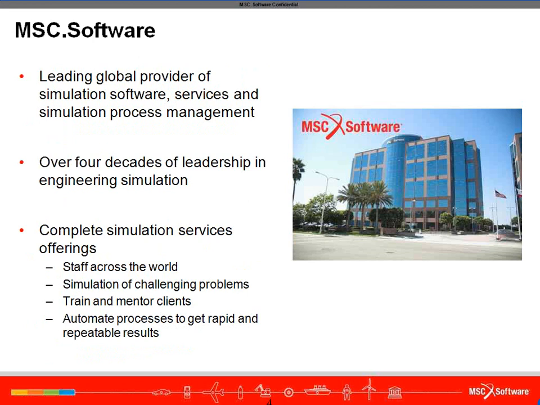For the benefit of those who are not completely familiar with MSC and its solutions, I would like to take a few minutes to introduce the solution spectrum offered by MSC. MSC is the leading global provider of engineering simulation software, services, and simulation process and data management. With over 4 decades of leading presence in CAE and simulation, it has pioneered advances in several key technologies that helped reduce product development costs while encouraging innovation.